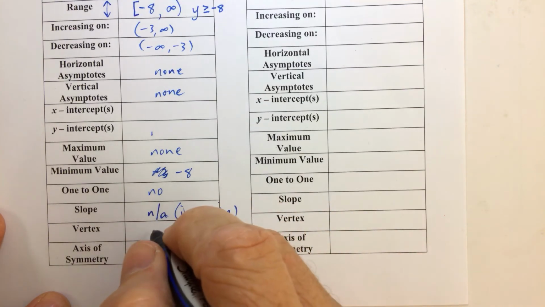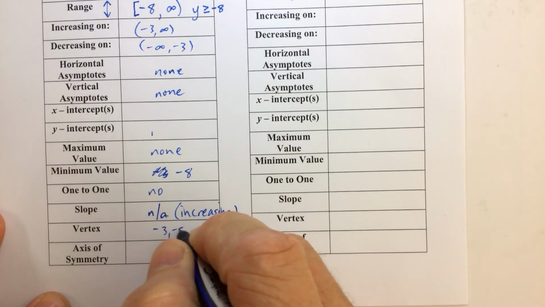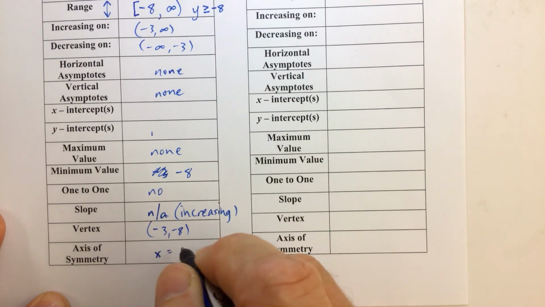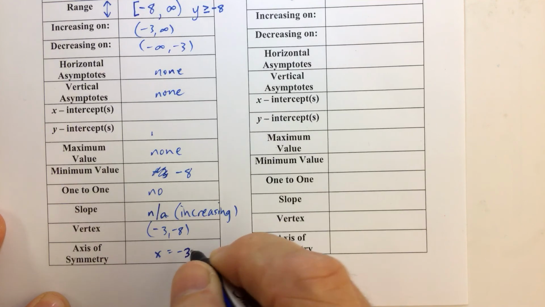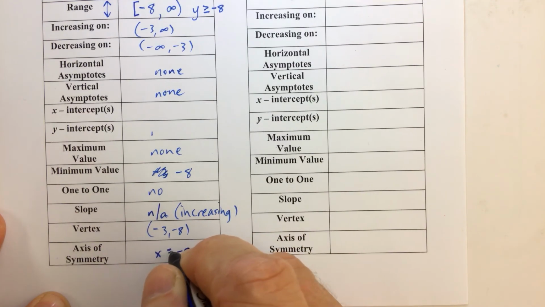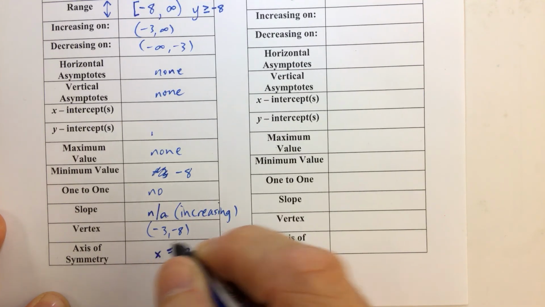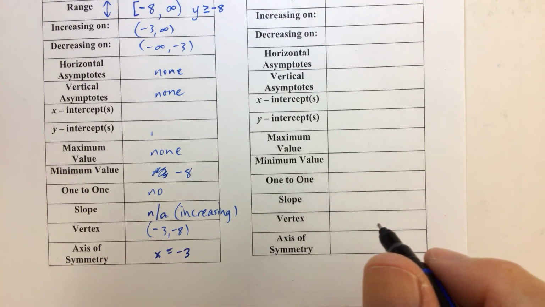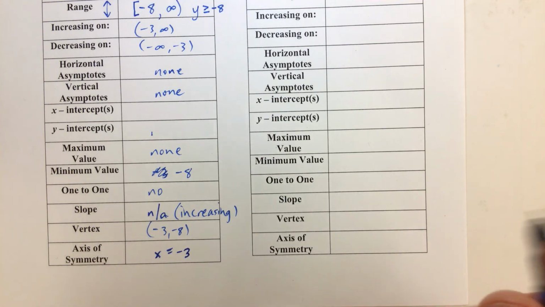And the vertex we already indicated is negative 3, negative 8, and we also indicated the axis of symmetry. Now be careful, make sure you write down the axis of symmetry using an equation. Don't just write the number negative 3 down. X equals negative 3 is the equation of the axis of symmetry.